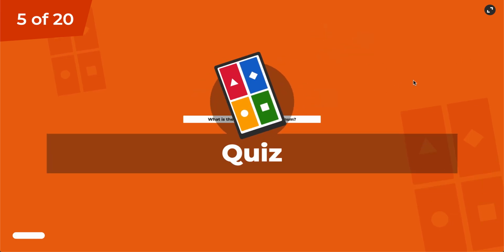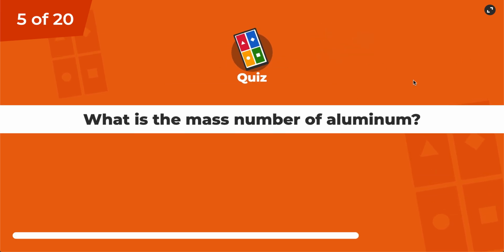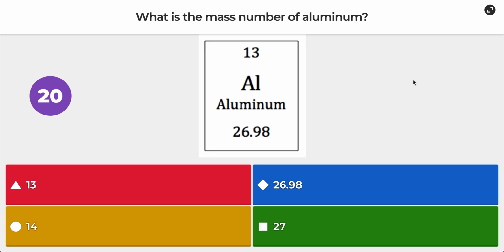Next question. What is the mass number of aluminum? Well, we actually just talked about that. You take the average atomic mass here and you round it, and so that is going to be 26.98 rounded to 27.